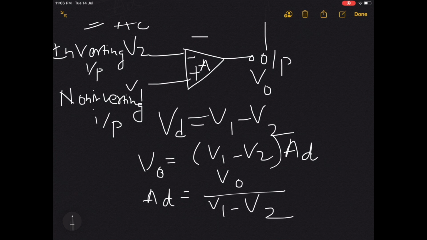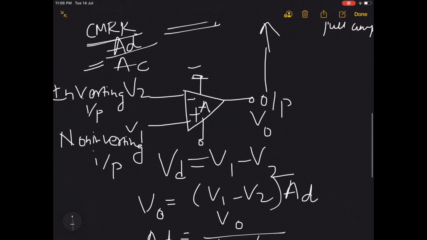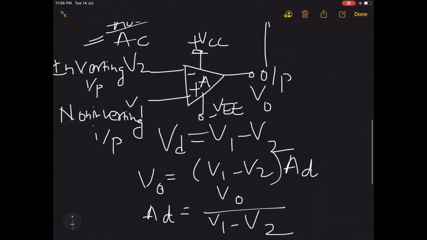The main thing you always have to draw is the dual power supply. This is plus VCC and this is minus VEE. Whenever you draw this diagram or symbol, you have to draw this first, plus VCC and minus VEE.